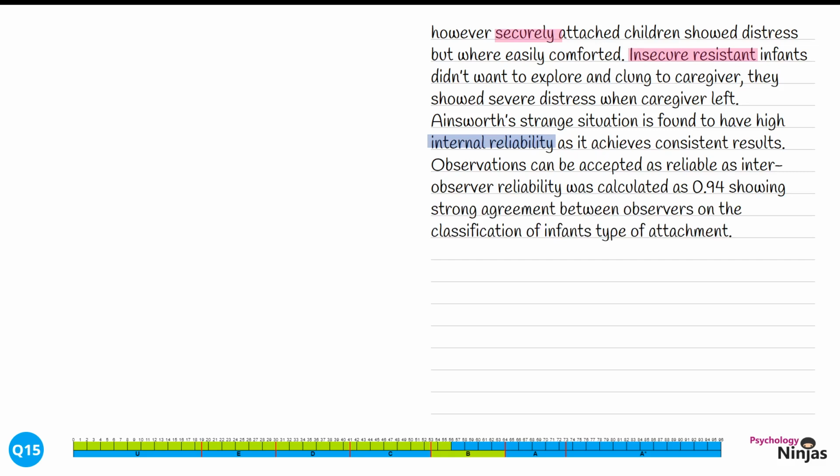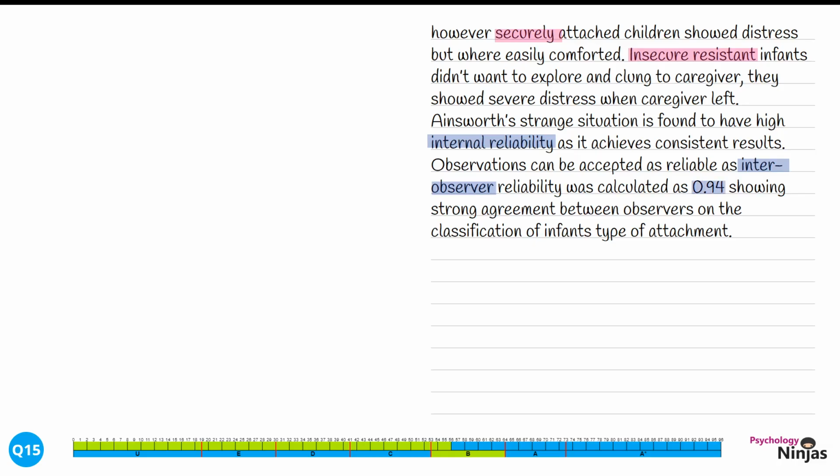Observations can be accepted as reliable as inter-observer reliability was calculated at 0.94, showing a strong agreement between observers on the classification of infants' types of attachment. We've discussed inter-observer reliability here. This means 2 different observers coming to the same identification of attachment, so both of them saying that the child was securely attached, for example.